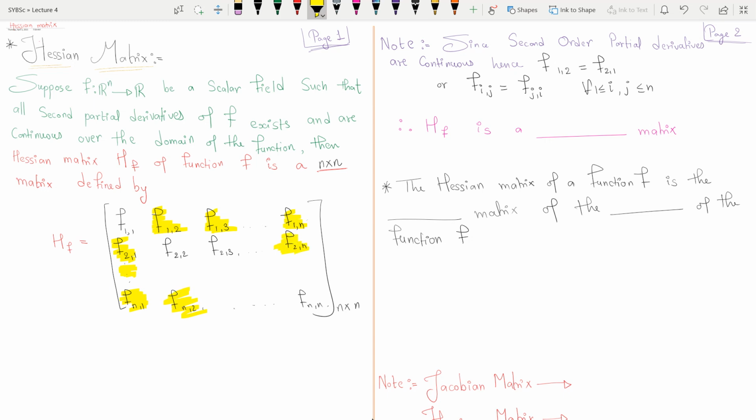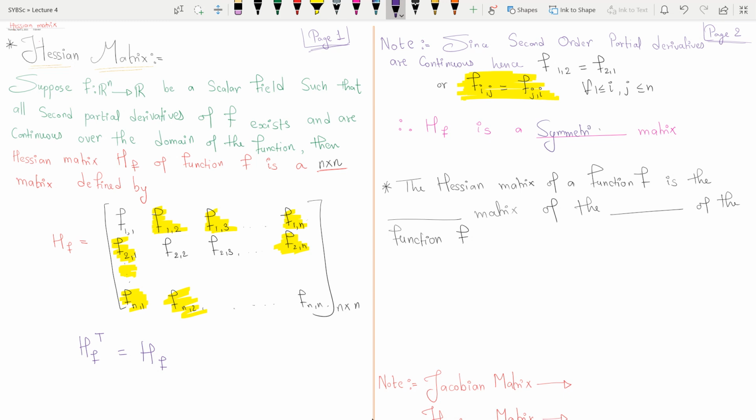Hence you can see, if fij is the same as fji, then I know that if I make a transpose of this, my answer will be the same. Correct? Transpose is nothing but changing rows to columns and columns to rows, hence still my answer will be the same. The only reason is that my fij is the same as fji. Correct? Hence I can conclude that my Hf is a symmetric matrix.